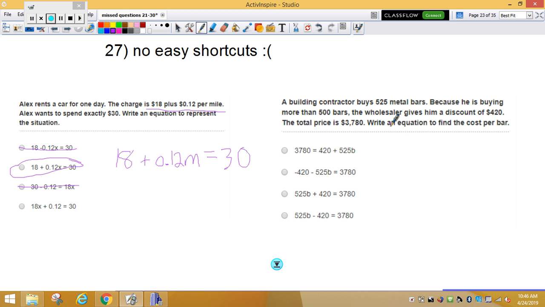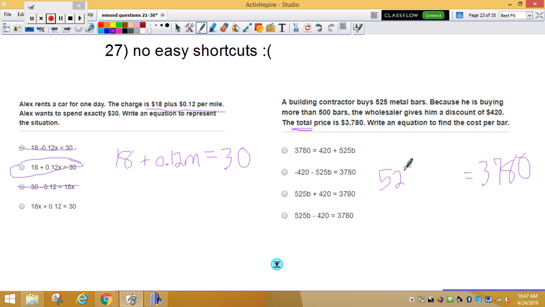All right, let's look at here. A building contractor buys 525 metal bars. Because he's buying more than 500, the wholesaler gives him a discount of $420. The total price is $3,078. Well, here's a good word. Total means that's what it's got to equal. So I'm going to put that it's going to equal $3,780.